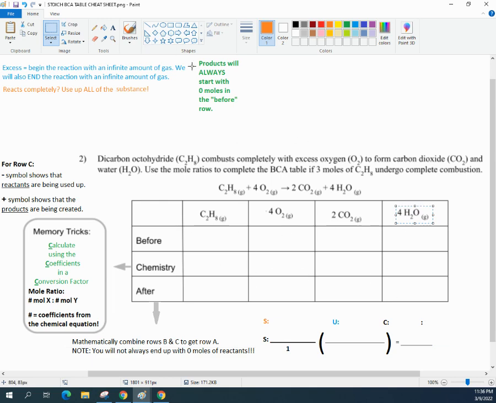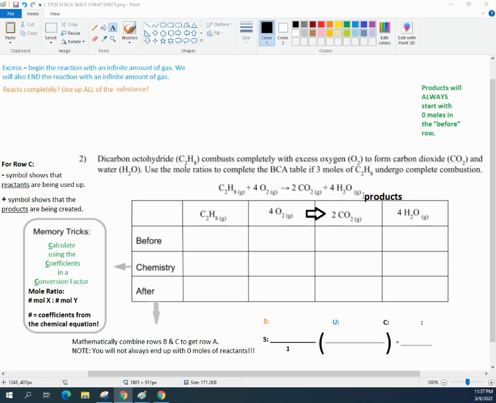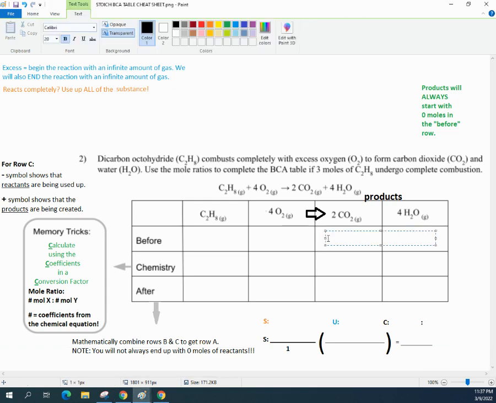Now, one thing that we should always remember is that products will always start with 0 moles in the before row. So take a look at what we've got here. Our products are on the right-hand side of the arrow. So over here is where we find our products. And because we haven't done any sort of chemistry yet, we know that both of these products are going to result in 0 moles.